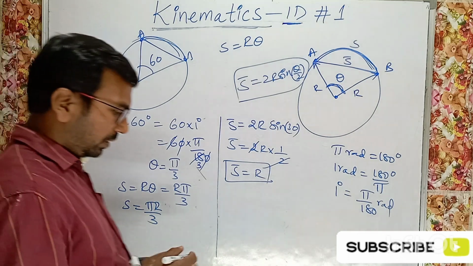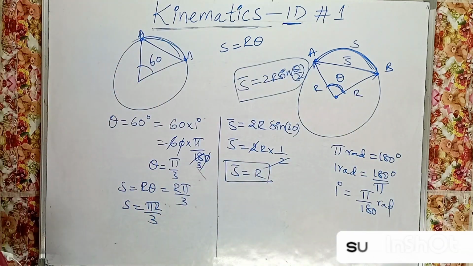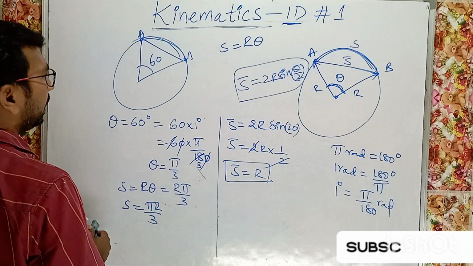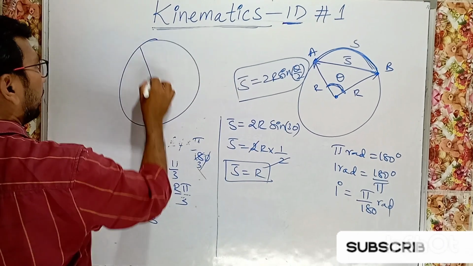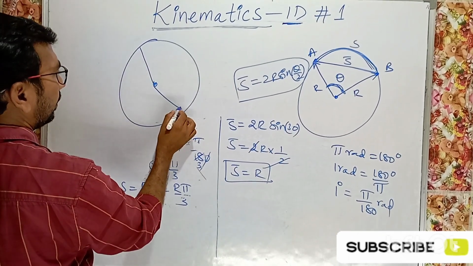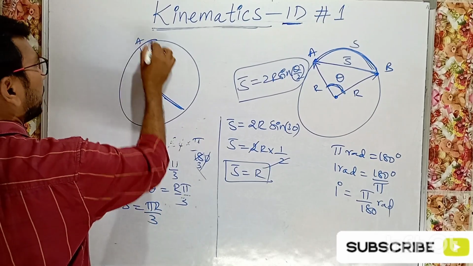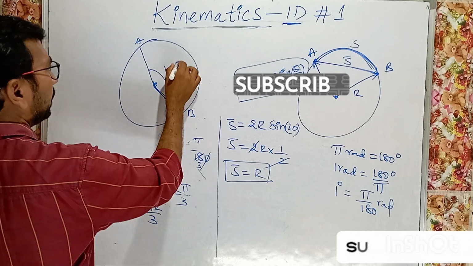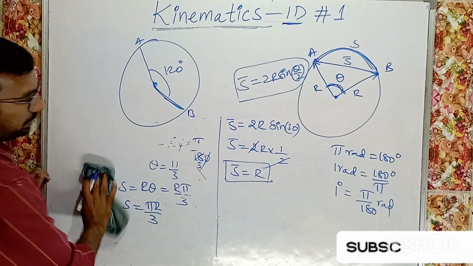For one more example, you can consider theta is equal to 120 degrees. This is point A, this is point B. You can find out what is distance and what is displacement.